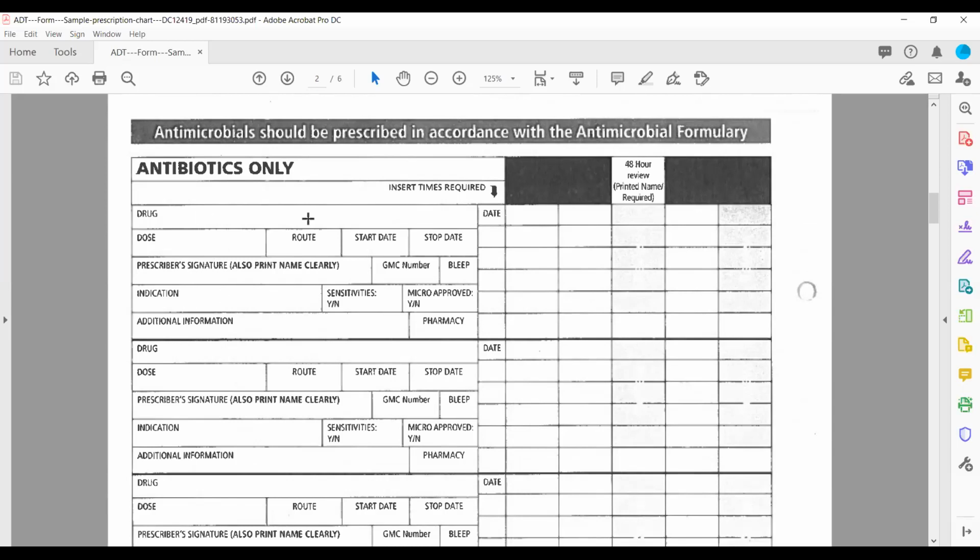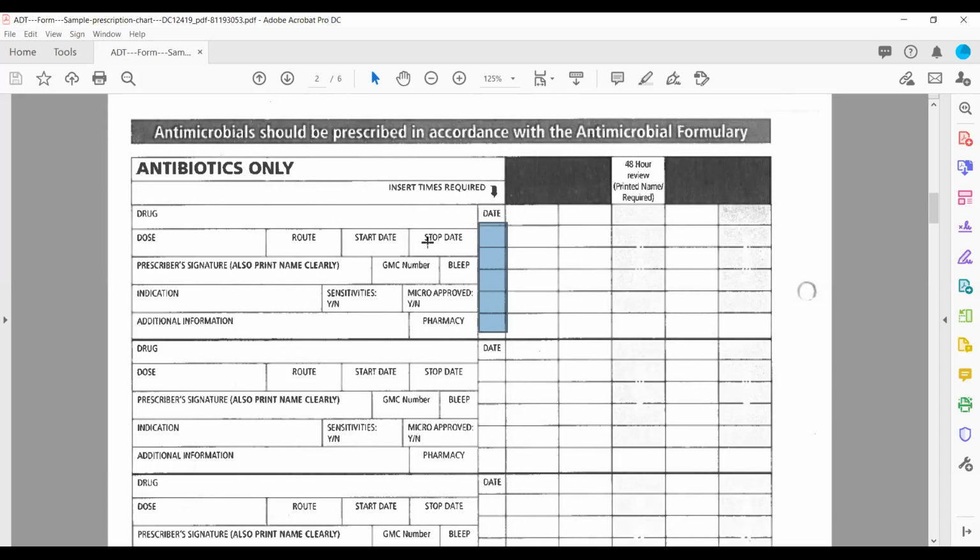So you are giving Co-amoxiclav for, let's say, the patient has community acquired pneumonia. And then here the date, and here it should be mentioned how many times per day it should be given. Is it once daily, twice daily, three times daily, or four times daily? So in the antibiotic part, it's important to put the drug, dose, route, and start and stop date.